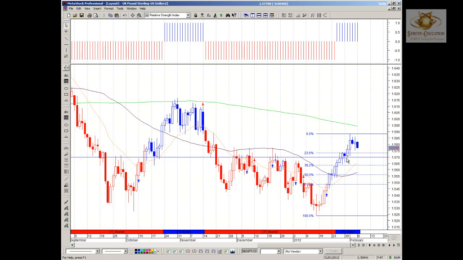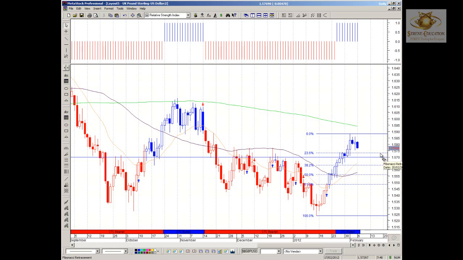A break below 23.6 and this little support area at 157500. Ultimately, you should be looking down here at 38.2 as a potential target, 156500. Break below that, back down here to 50%, break below that 61.8, and then well overextended, we should be looking back down to 100 here, which will take us back to this 152500 as potential targets.